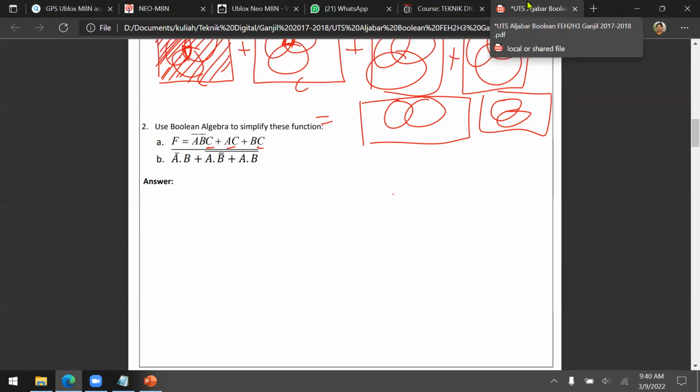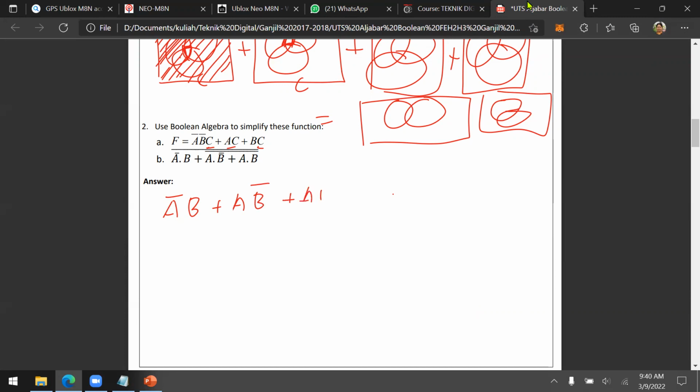Now, 2B. A naught B plus A B naught plus A B. We have not in here, also have not in here, right? A naught B plus A B naught plus A B. Okay. Now we can use De Morgan's law. So this will become A naught B naught.